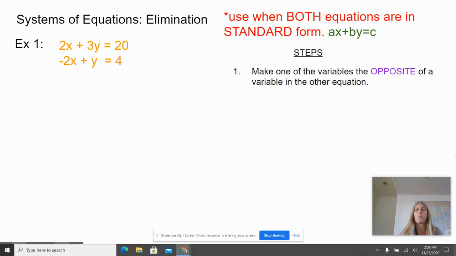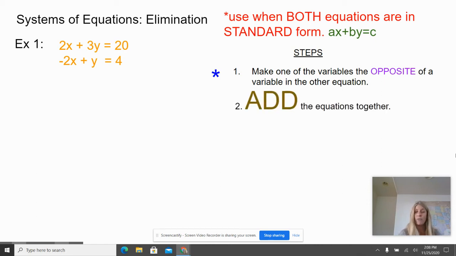Our first step is to make one of the variables the opposite of a variable in the other equation. What that means is the opposite of 5 is negative 5. The opposite of 12 is negative 12. So we want the coefficients of x or the coefficients of y to be opposites of each other. This is a sometimes step because sometimes it's already done for us. In this case, it's already done because we have a 2x and a negative 2x, which are opposites of each other.